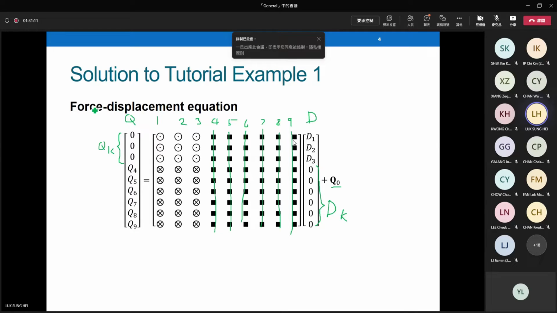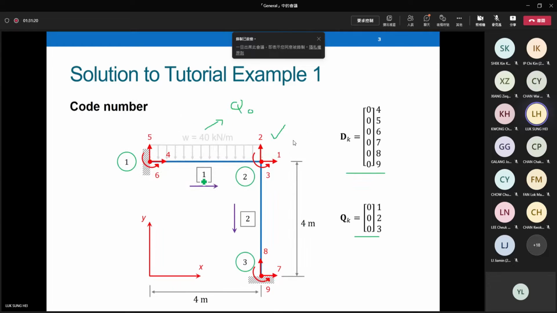So this is what I mean. You can immediately observe which part is useful at the beginning, if you're familiar with the force displacement relationship. It may somehow save you some time, I think.